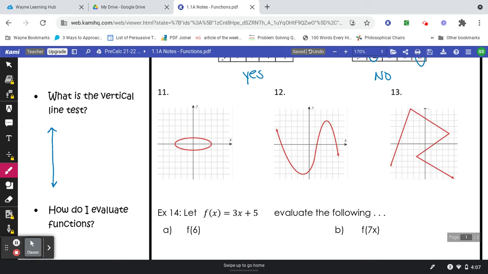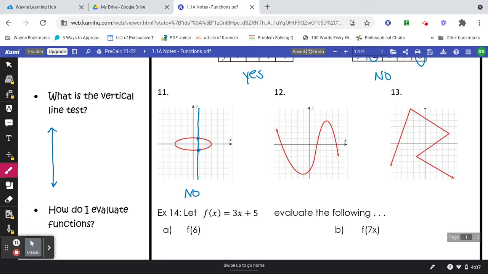And if you do that anywhere on the graph, you'll notice that this one, the blue line, is touching the graph once and twice. That means that x value is paired up with 2 different y values. You have a point at the top and the point at the bottom. So when that happens, it's a no.